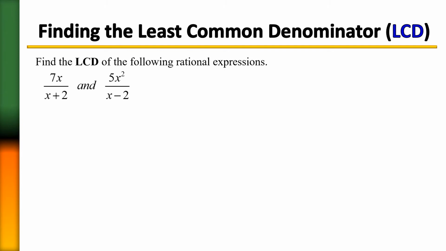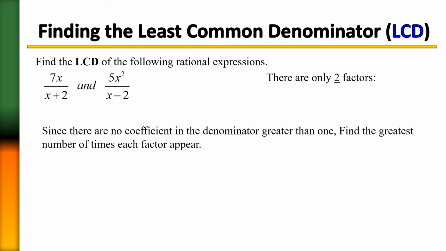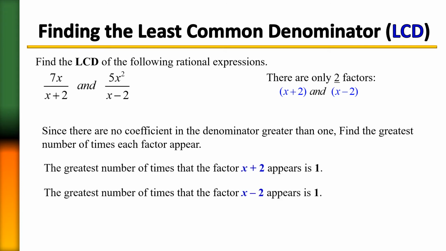When there isn't a coefficient and they're simply binomial factors, then what you want to know is the most amount of times each one of them appears. And if you just have the two of them, that means they only appear once. So together, both of them would be your LCD. So again, we have two factors, x plus 2 and x minus 2. They both appear at most once. So therefore, when you put it all together, the LCD is the combination of both of them, which is x plus 2 times x minus 2, and that is the LCD of these two rational expressions.